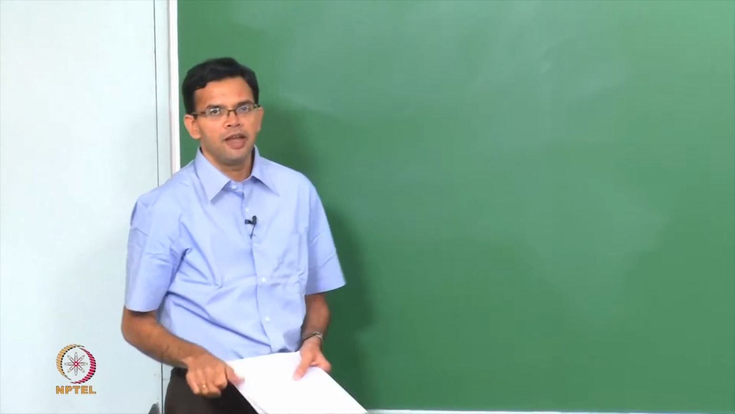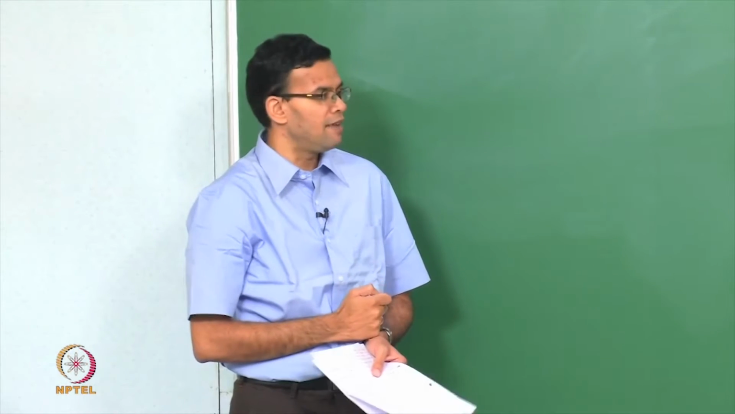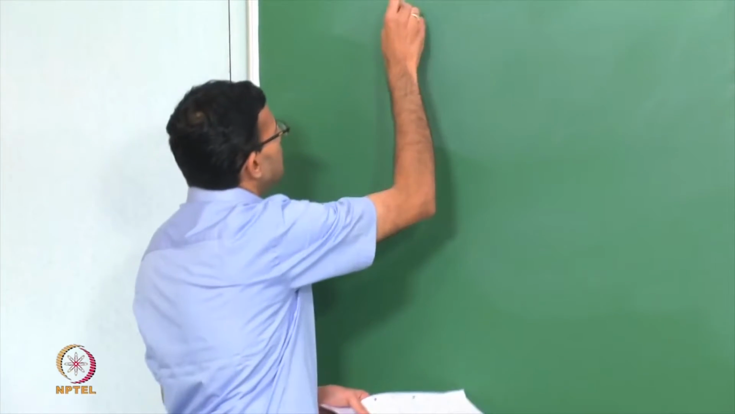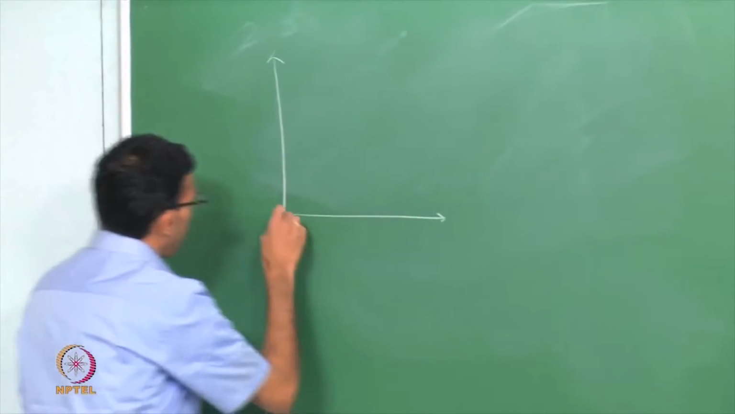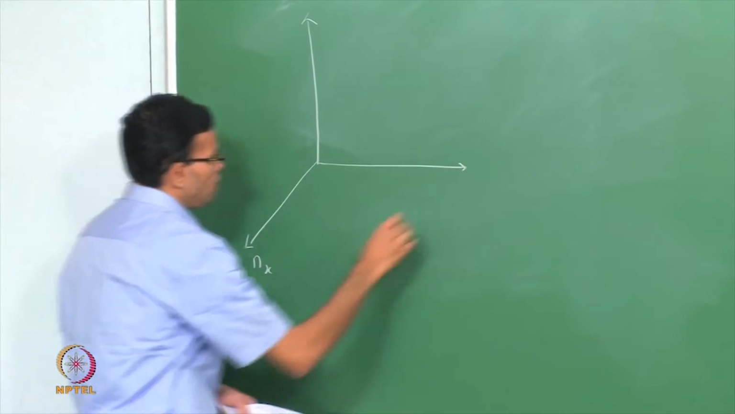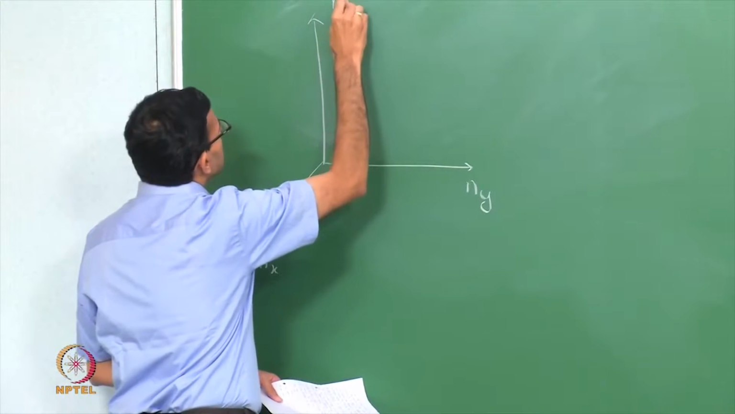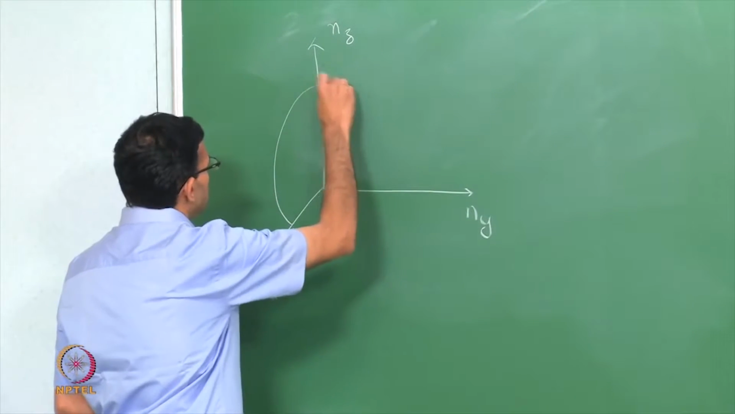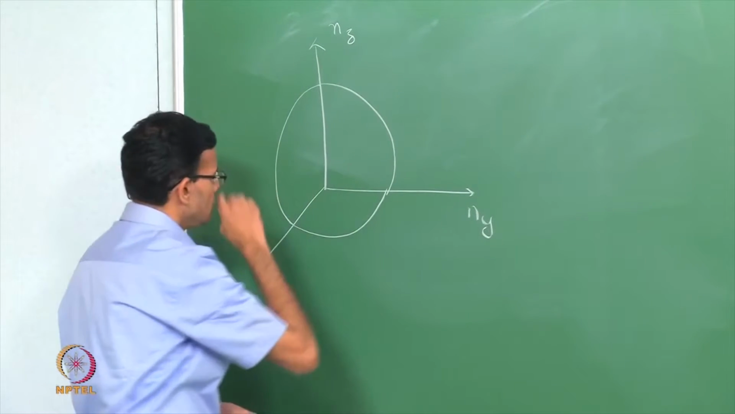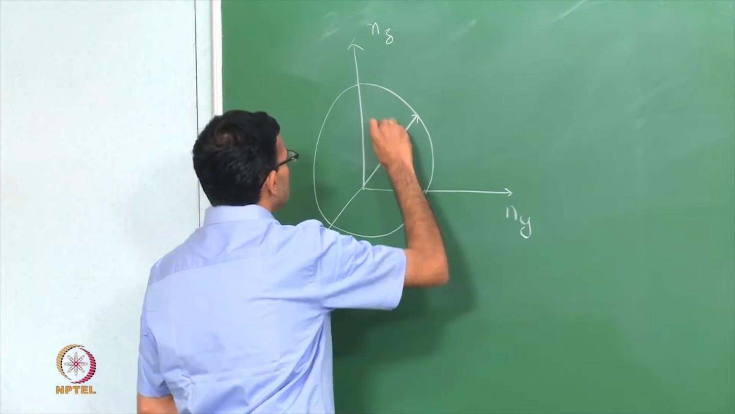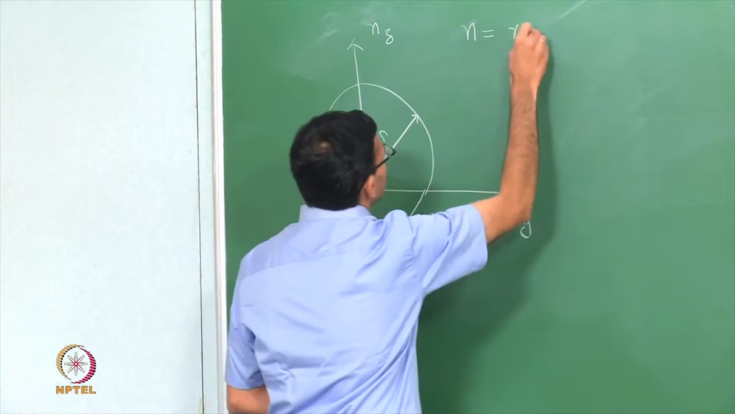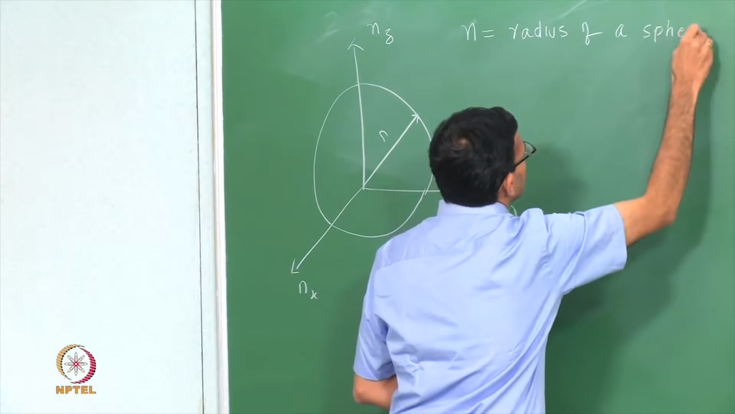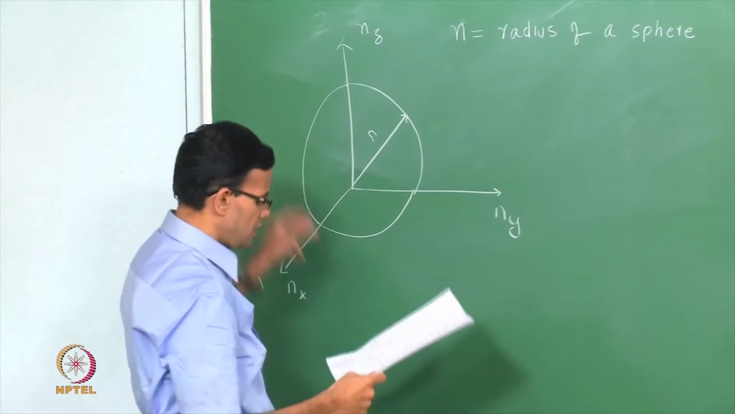For small values of nx, ny and nz, the energy levels are discrete, but for large values they are essentially continuous. We can represent this by taking a 3D axis with the quantum numbers along all three axes. In this particular case, n represents the radius of a sphere, which is made up of nx, ny and nz.